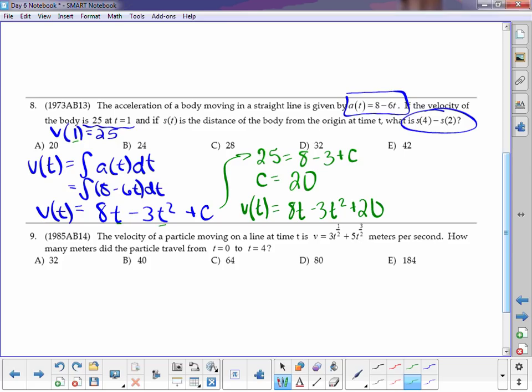Okay. Now it says what is s of 4 minus s of 2? So my position at 4 minus my position at 2. So we could do this again and find my actual position function, then find the position at 4, position at 2, and subtract it, right? Turn to your shorter partner, see if there's anything else you think we could do using what we've learned.